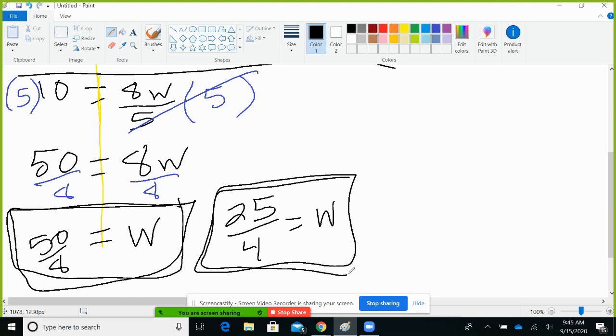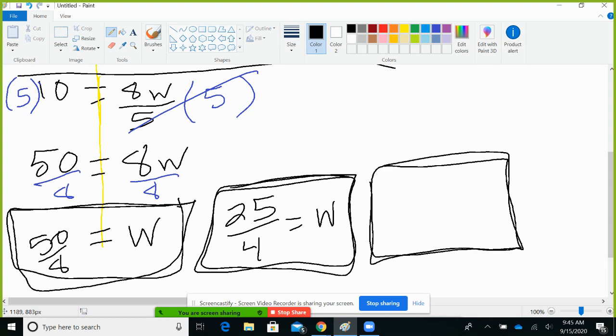And then what I could do also is I could plug it into the calculator. I could do 25 divided by 4, and I get 6.25 equals W. All the exact same value. Nice, good question. What's next?